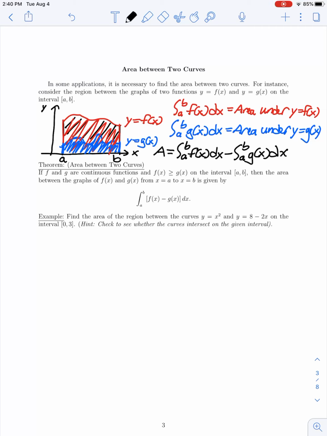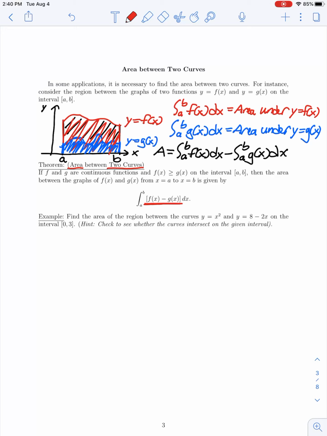However, by properties of definite integrals, if I'm evaluating the integral of a difference of two functions, that is the same as the integral of the difference of those two functions, f of x minus g of x. So we have the following result for finding the area between two curves.